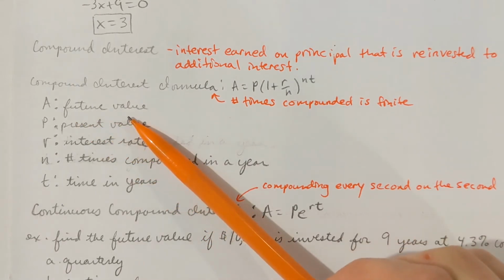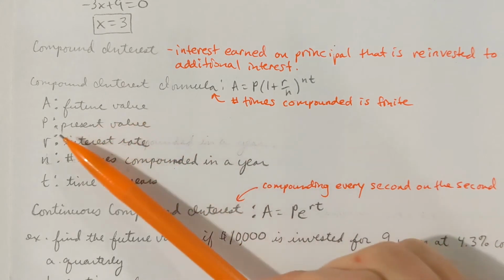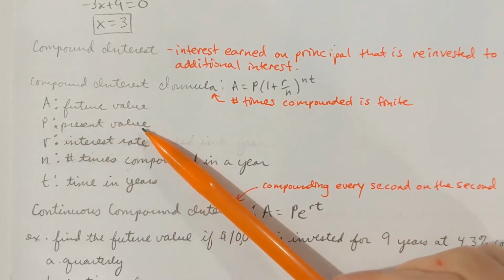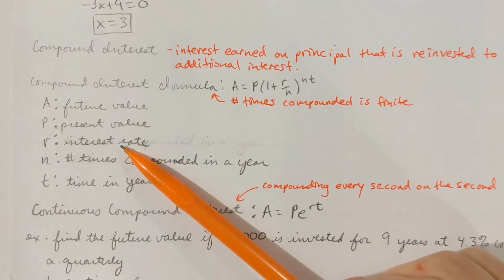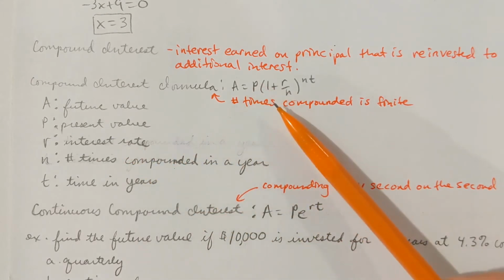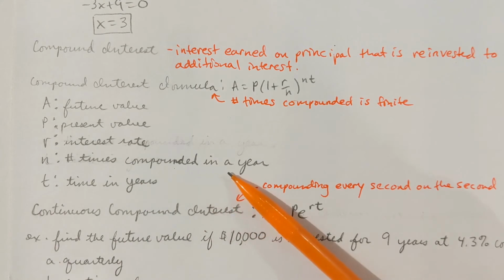A is the future value. That's how much money you'll have later down the road by letting it just sit there. P would be the present value. We sometimes call that the principal, meaning that it's how much money you currently have. R is the interest rate. The interest rate is typically going to be given as a percent in these problems. And whenever you use the compound interest formula, you want to be able to convert that number to a decimal form. N is the number of times that you're compounding in a year.